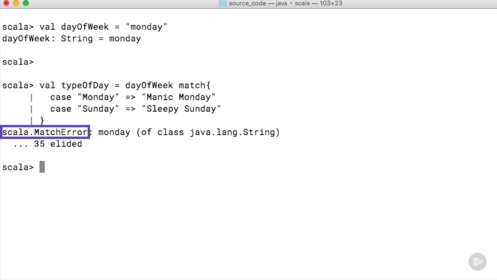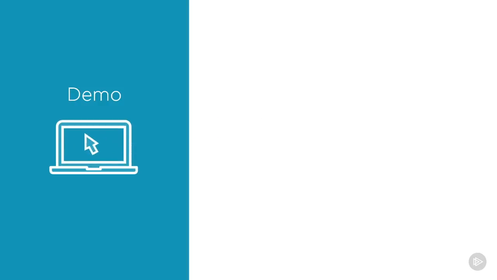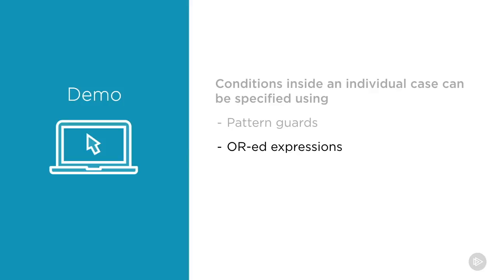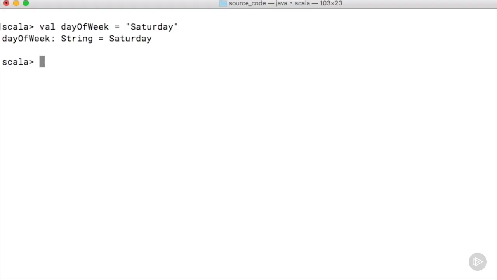Never fear, there's an easy way to specify a catch-all at the end of the match expression, and we'll talk about that in just a moment. Let's move on to a quick demo where we demonstrate how conditions can be specified inside an individual case. There are two ways of doing this: pattern guards and ORed expressions. Let's start as usual with a value day of week. This time let's set that value to be Saturday.